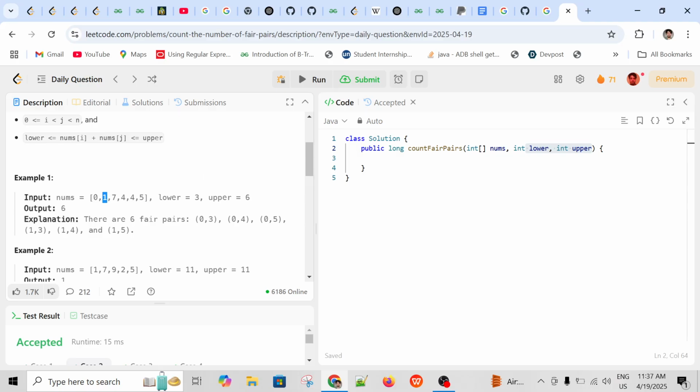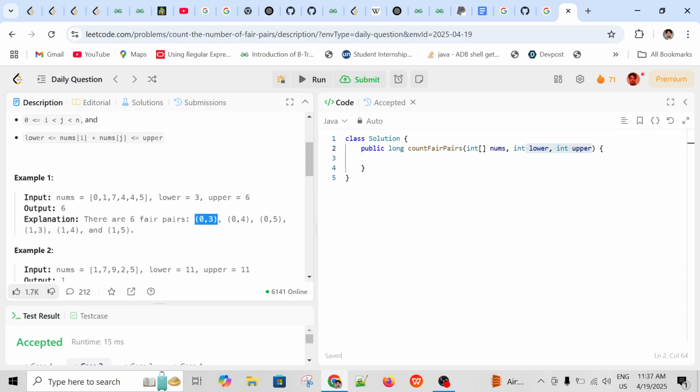So you can see that if I start from 0, then 0 and 1 is less than 3, so we will not consider it. 0 and 7 is also not part of the answer, and 0 and 4, okay, it lies, 0 and 4 is 4, so it lies between 3 and 6, so we will consider it. You can see that 0, 3, this is actually the index. So this is the 0 index and this is the 3 index, so we can consider this as a pair.